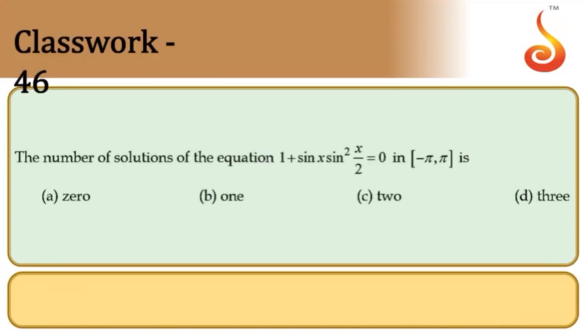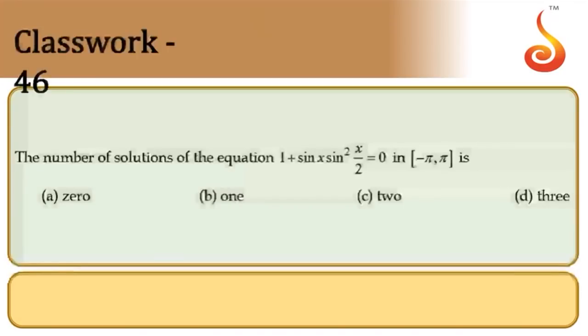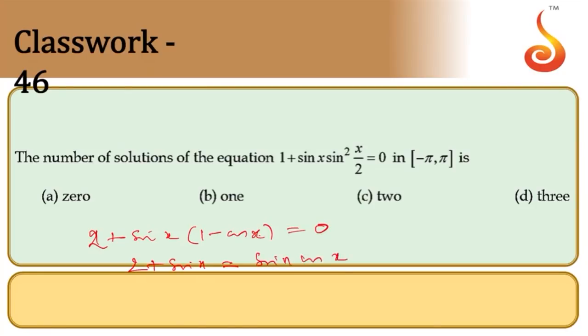So let me take up the next one. The number of solutions for this one, in the same way. So when I take up here, multiply by 2 here, when simplified, this can be written as 1 plus sin x multiplied by, when I multiply 2 here and 2 times sin x, 2 sin square x is nothing but 1 minus cos x. 1 minus cos x is equal to 0. And therefore 2 plus sin x is equal to sin x multiplied by cos x.